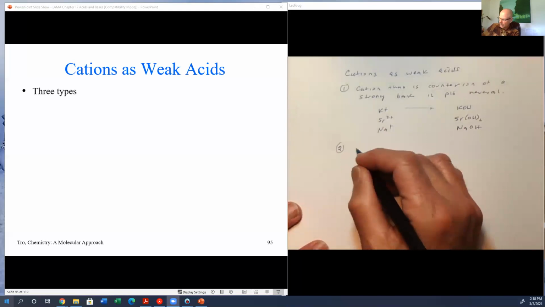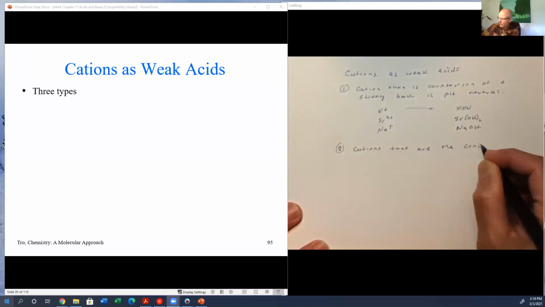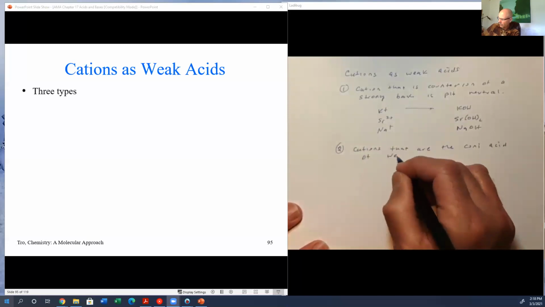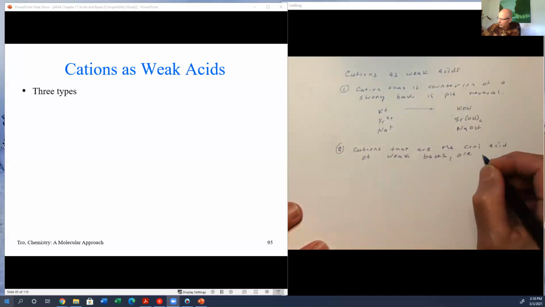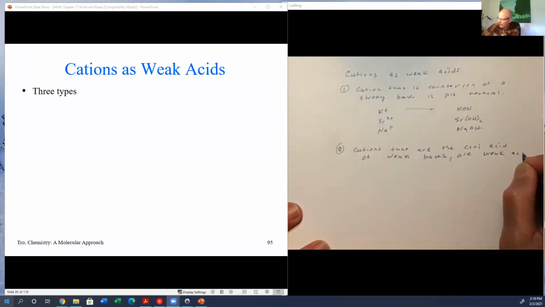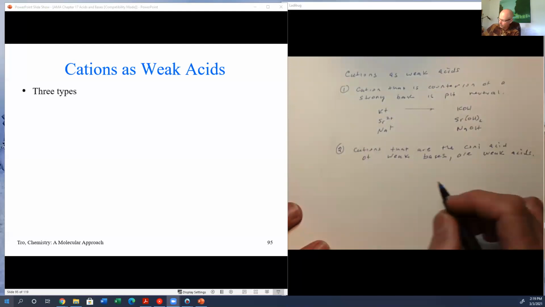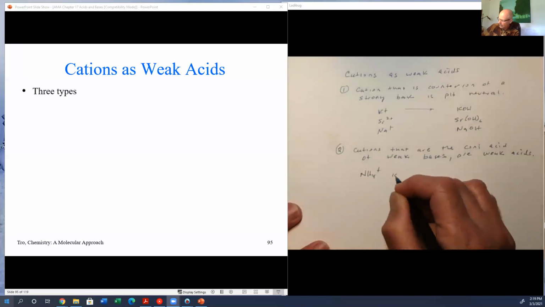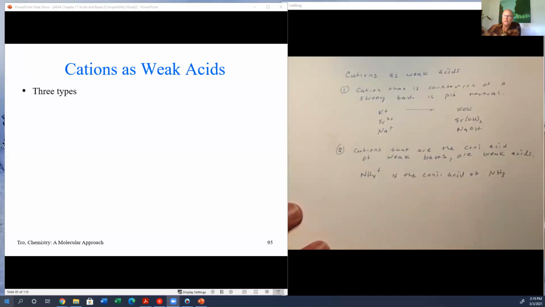Two. Cations that are the conjugate acid of weak bases are weak acids. Cations that are the conjugate acid of a weak base are a weak acid. So for example, NH4+ is the conjugate acid of NH3. What do you know about NH3? NH3 is a weak base. So NH4+ is a weak acid.